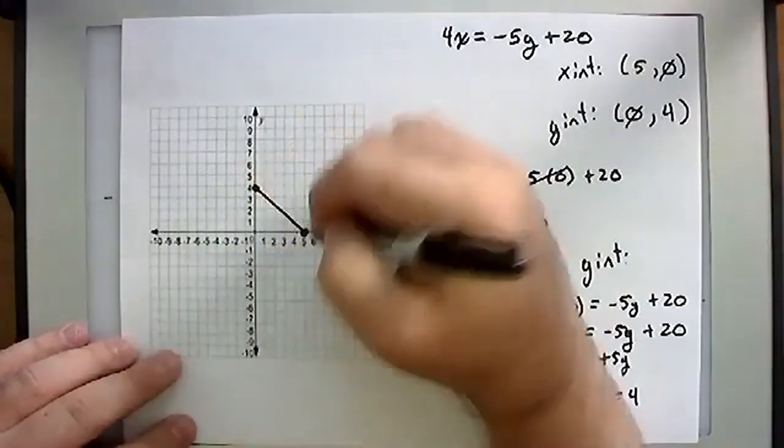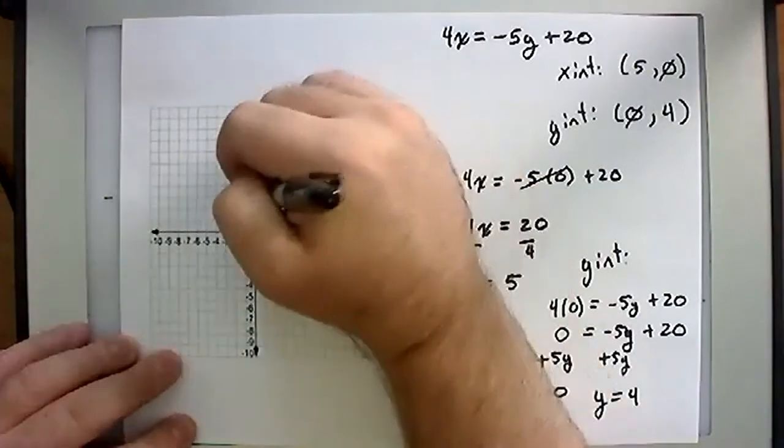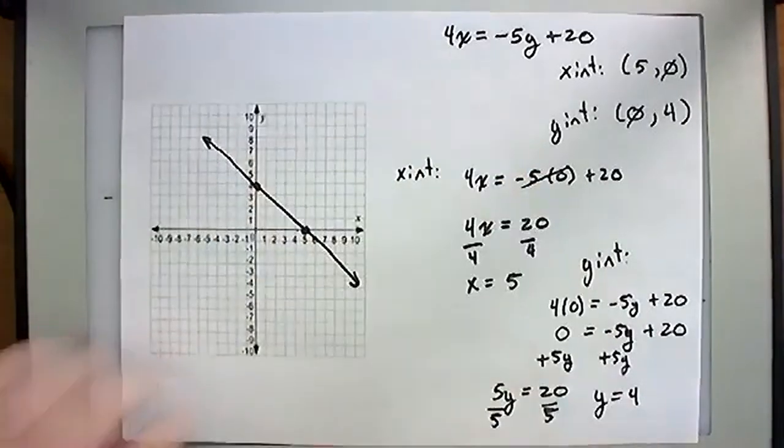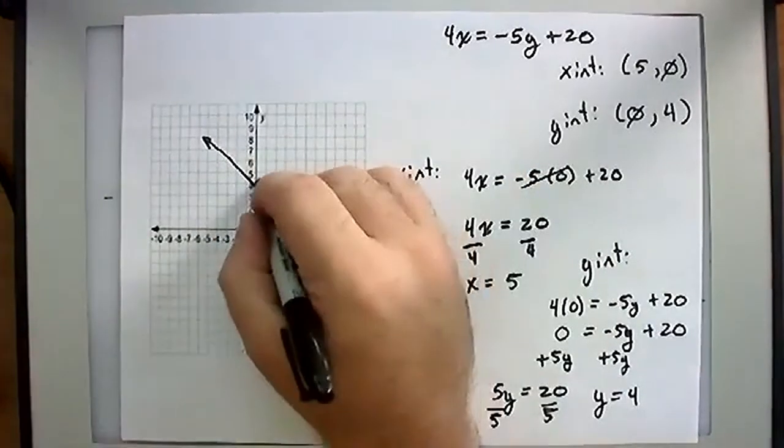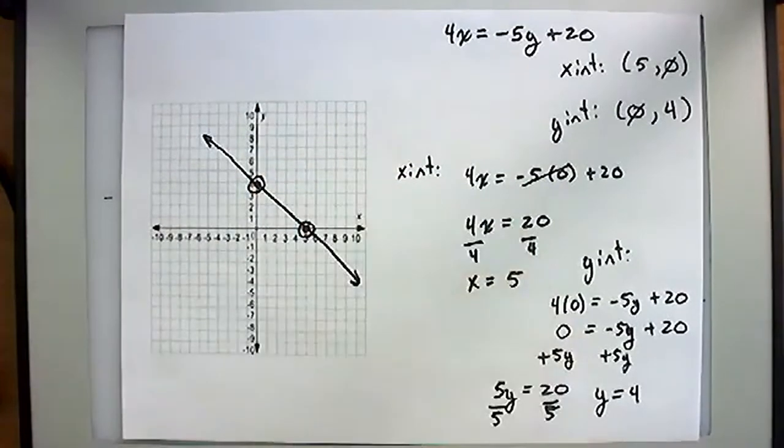Let me see if I can make this one a little bit nicer. That's a lot better. Or at least a little bit better. All right, so you guys get the idea. You graph the y-intercept, you graph the x-intercept, and you're done.